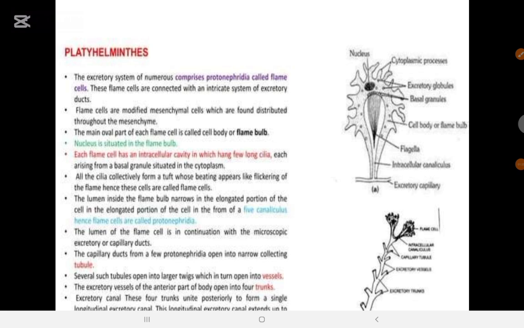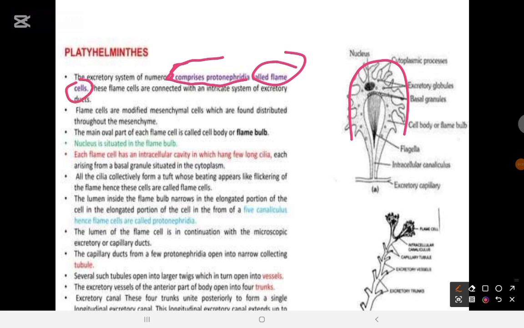So the excretory system comprises protonephridia called flame cells. The flame cells are modified mesenchymal cells found distributed throughout the mesenchyme, and the main oval part of each flame cell is called the cell body or flame bulb. That is this entire part. The nucleus is situated in the flame bulb.